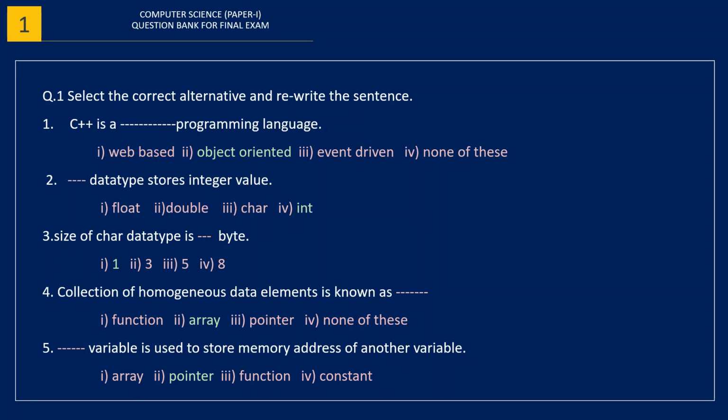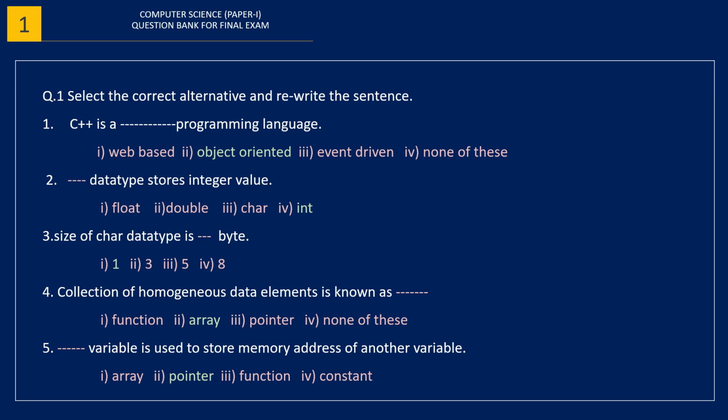The question first: select the correct alternative and rewrite the sentence. Within that, first is: C++ is a dash programming language. Is it web based, object oriented, event driven, or none of these? Web based means we can create web pages and websites, so it's not a web based application.